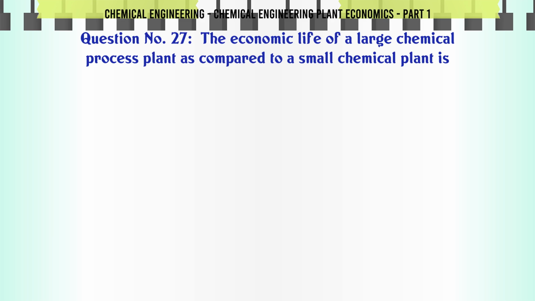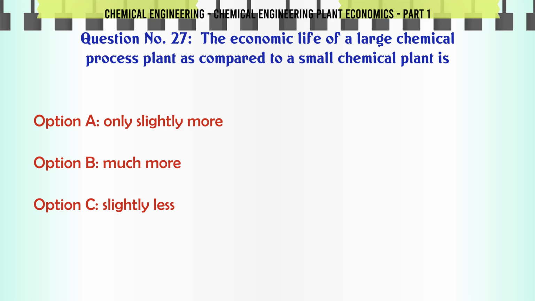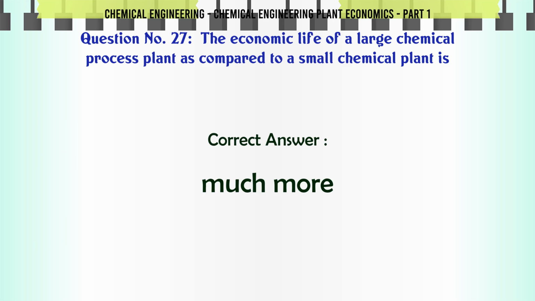The economic life of a large chemical process plant as compared to a small chemical plant is A. Only slightly more, B. Much more, C. Slightly less, D. Almost equal. The correct answer is much more.